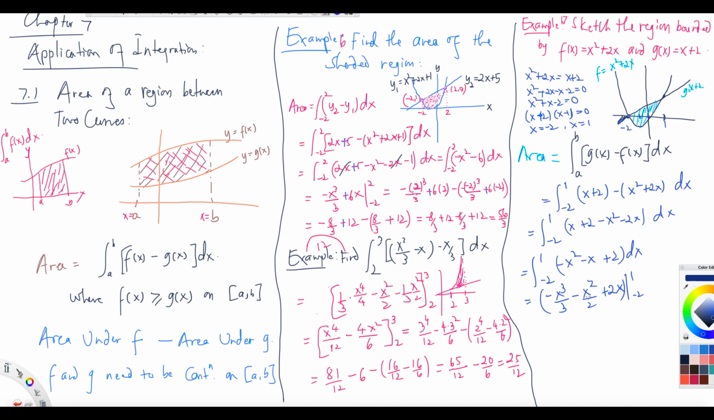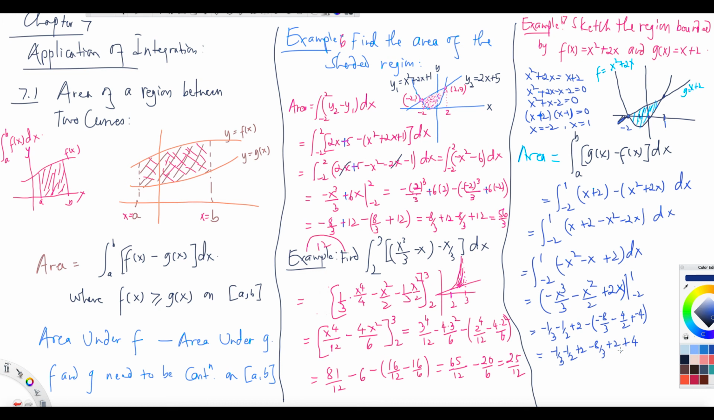Now let us plug in 1, and then minus, plug in negative 2. So that will be negative 1/3 minus 1/2 plus 2, minus, let's plug in negative 2. Negative 2 cubed is negative 8 over 3, and then minus negative 2 squared over 2 is 4 over 2, and plus 2 times 2 is 4. Now just simplify, use a calculator or simplify that. You get negative 1/3 minus 1/2 plus 2, plus 8/3, minus 2, plus 4.